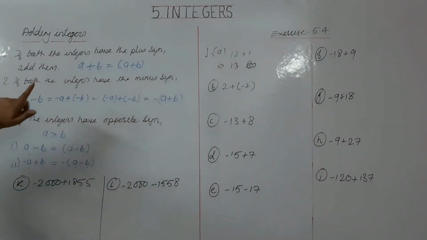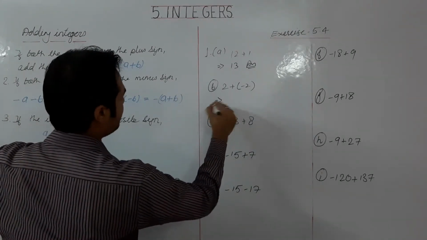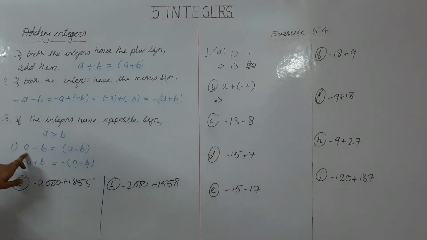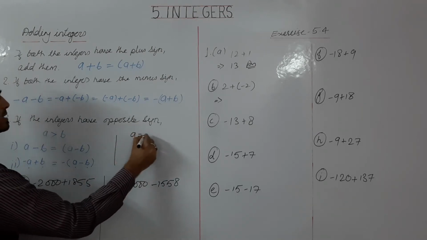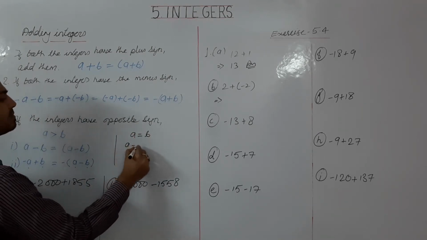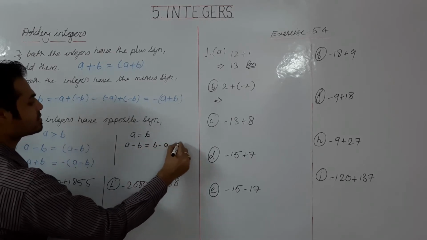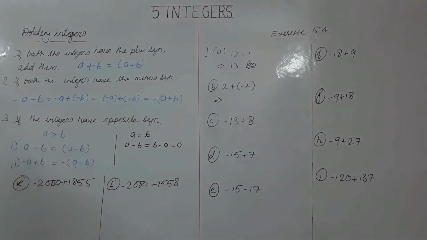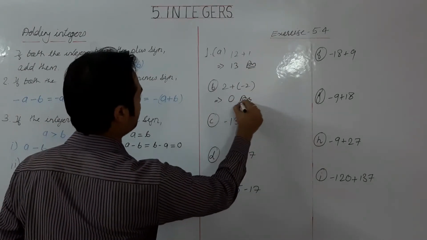Right. In the second case, part B, 2 plus minus 2. First is positive, second is negative. Again, what to do? First is positive, second is negative, but both are numerically the same or equal. If a is equal to b, then a minus b is equal to b minus a, equal to 0 because both are the same. So in the second case the answer is 0.